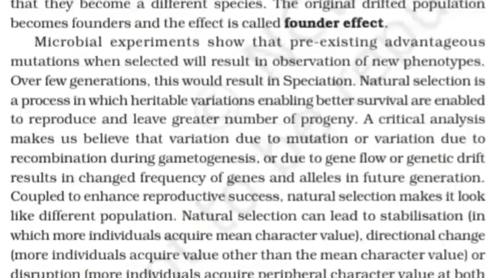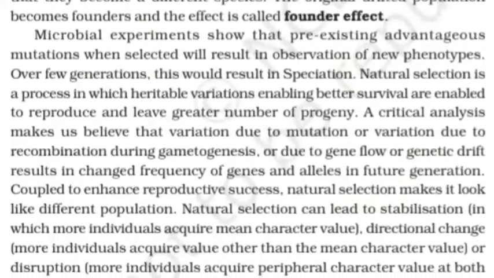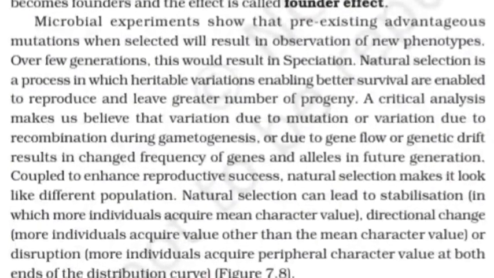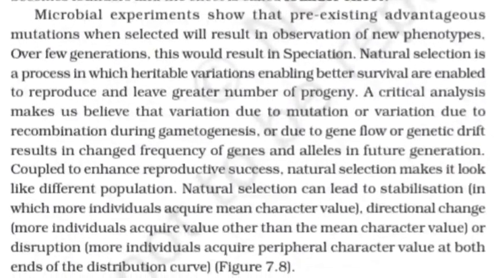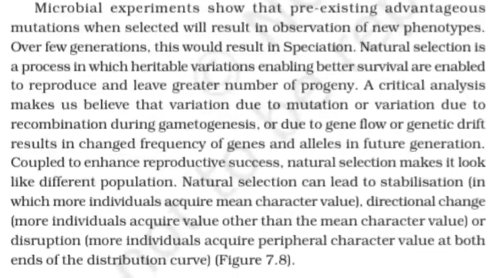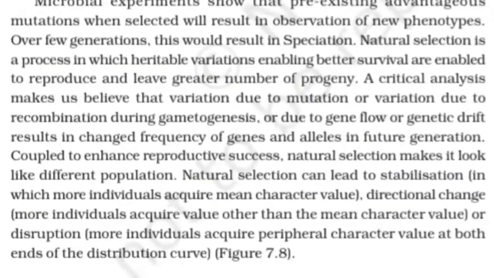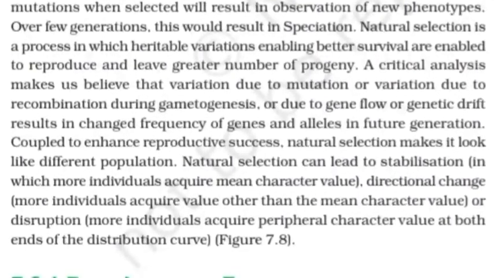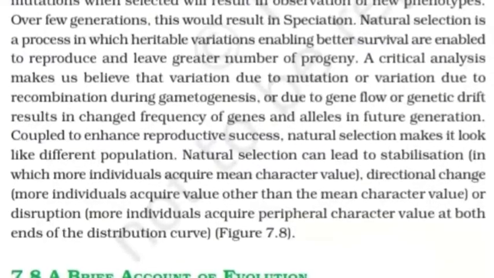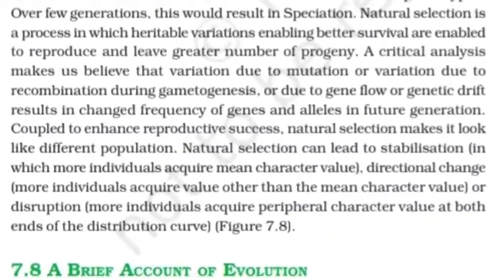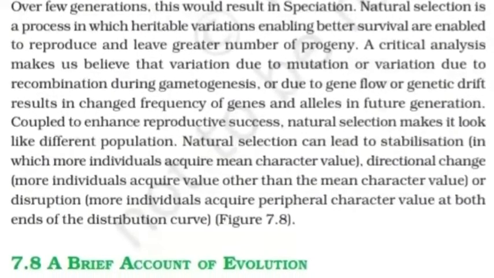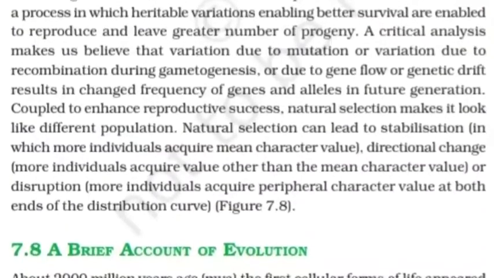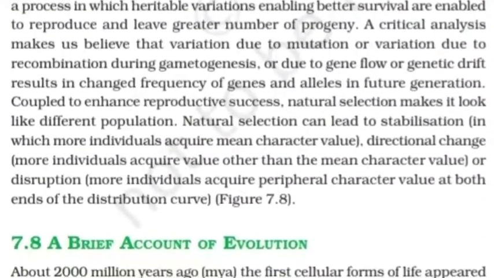Natural selection is a process in which heritable variations enabling better survival are enabled to reproduce and leave a greater number of progeny. A critical analysis makes us believe that variation due to mutation, or variation due to recombination during gametogenesis, or due to gene flow or genetic drift, results in changed frequency of genes and alleles in future generations. Coupled to enhanced reproductive success, natural selection makes it look like a different population.